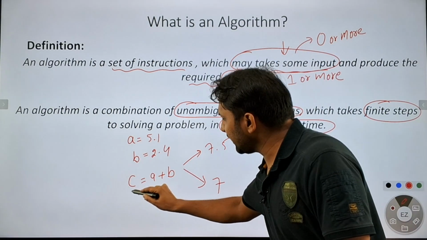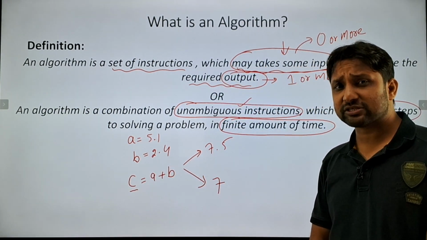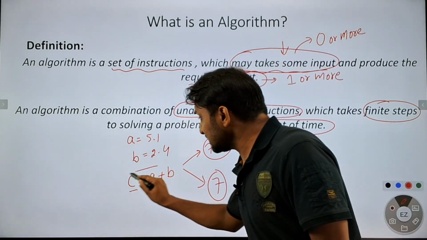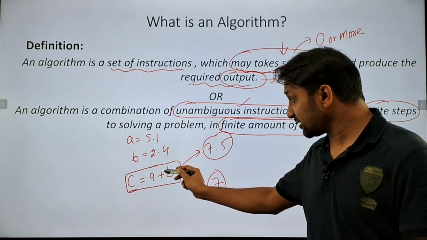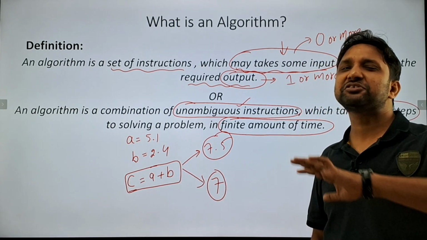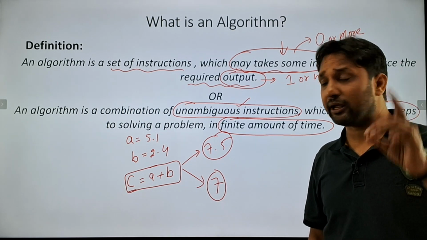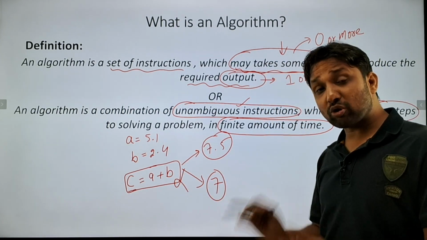Actually, the value of C depends upon the data type. And here I didn't define the data type of C. So any of them can be the value of C. So a single statement has multiple meanings. This single statement has multiple meanings, which is not allowed in an algorithm. Every statement should have one meaning. This is an ambiguous statement, which is not allowed.